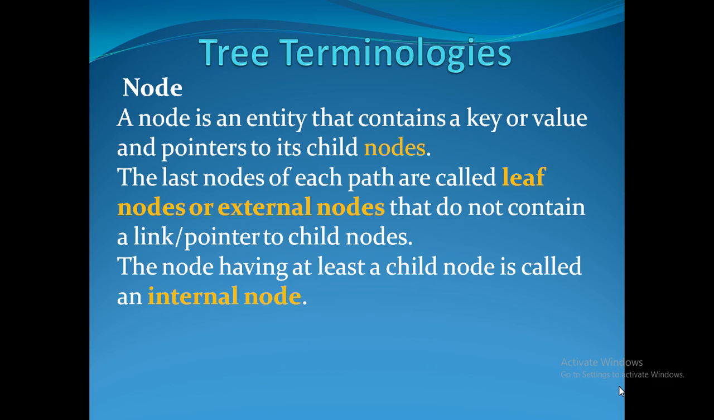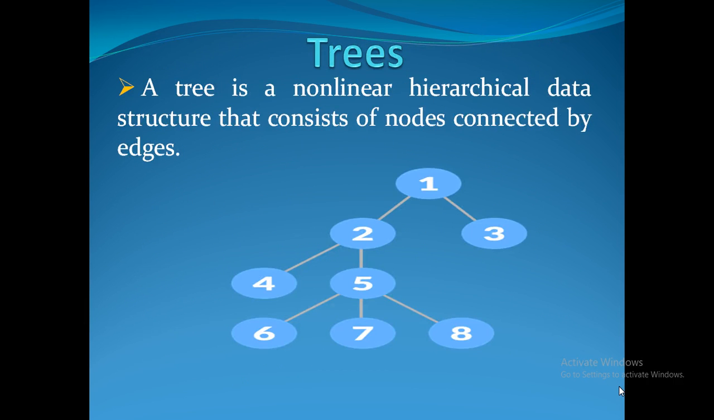Tree terminologies: the important terms that we are going to discuss in the tree data structure are here. The first one is node. A node is an entity that contains a key or a value and pointers to the child nodes. Here these are the nodes 1, 2, 3, 4, 5, 6, 7, 8. All these nodes represent data. So 1 is a data, 2 is a data, 3 is a data. Here 1 is a node having a left child and a right child. 2 is having a left child and a middle child, that is, a second child. Likewise 5 is having 3 children, 6, 7 and 8.